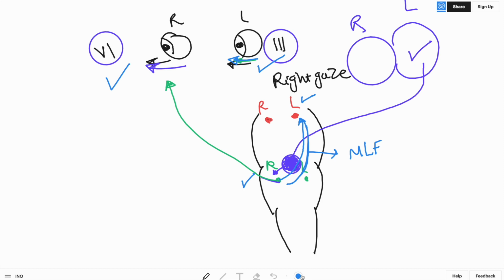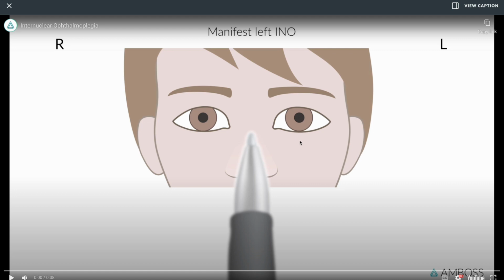If there is a lesion affecting the medial longitudinal bundle of the left side, you will not be able to look to the right. So a left-sided internuclear ophthalmoplegia means I can't move my eyes to the right, and vice versa. And this happens mainly with multiple sclerosis because these are highly myelinated. Let's take a look at how this looks like.